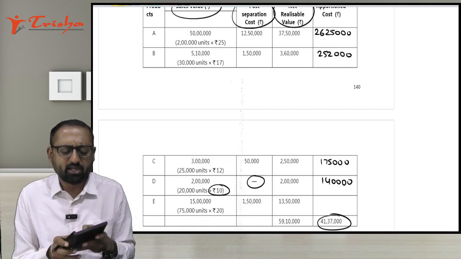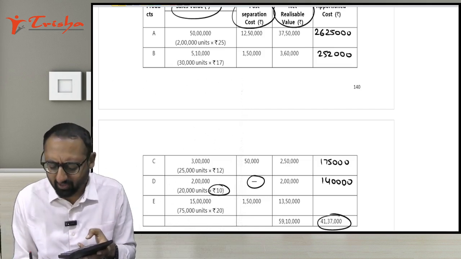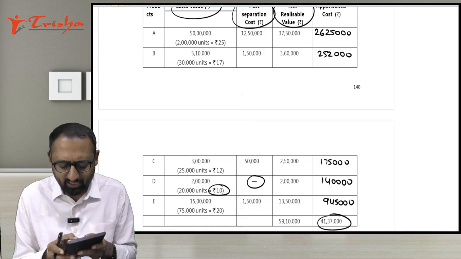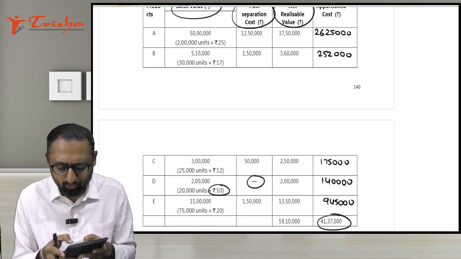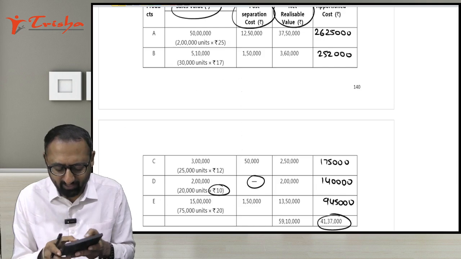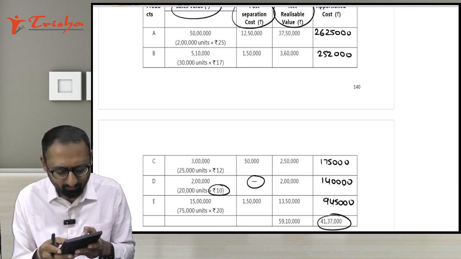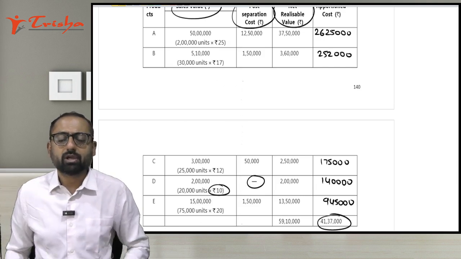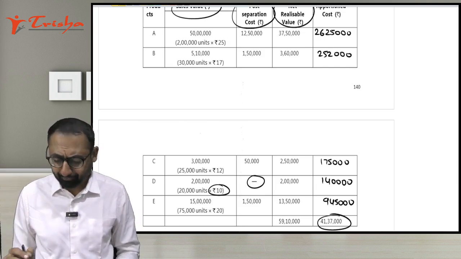Right? 13,50,000 is NRV of the last product. Then it will be 9,45,000. You can check that 26,25,000 plus 2,52,000 plus 1,75,000 plus 1,40,000 plus 9,45,000. Total will be 41,37,000. So how to calculate that NRV?